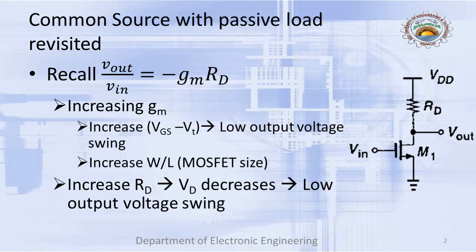Also, by increasing RD, the drain voltage would decrease, and a decrease in drain voltage would mean that the output voltage swing would be lower. So that's why the common source amplifier with passive load is not recommended in an IC implementation. Next, we will see how we can circumvent this problem.